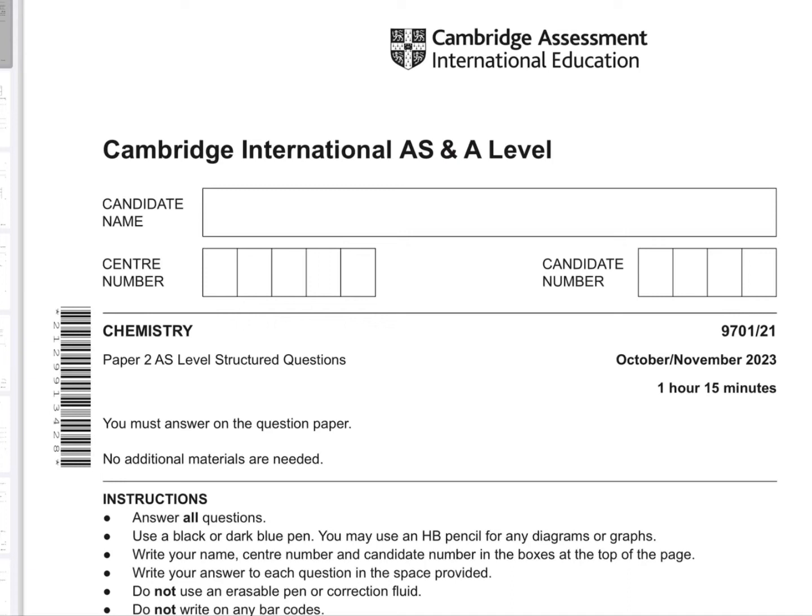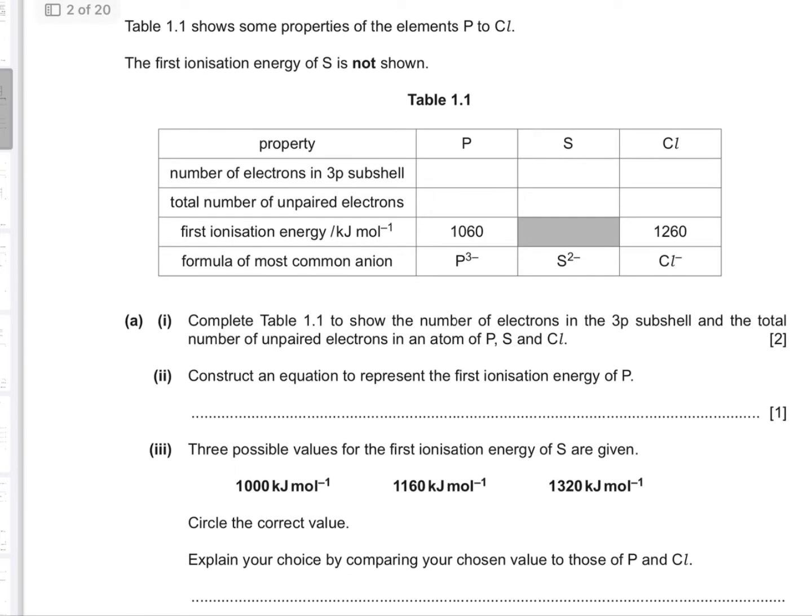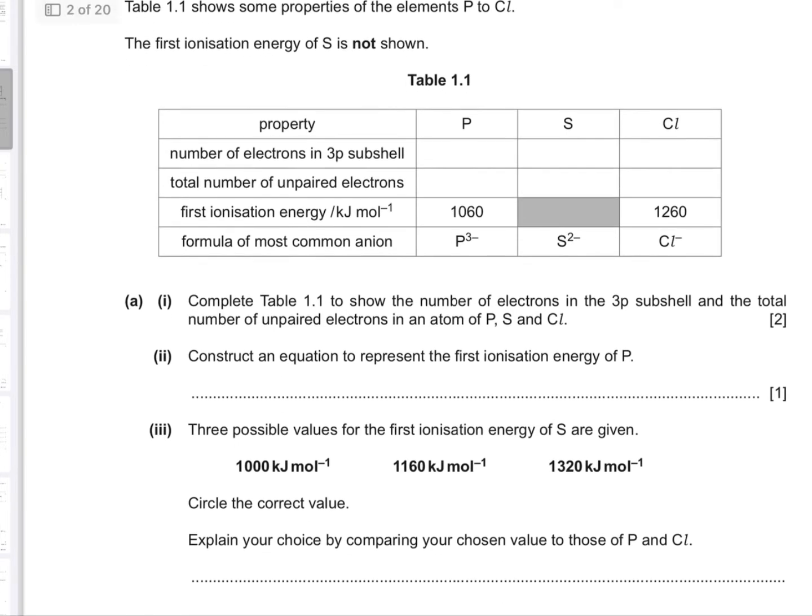Hello everyone, in this video we will be solving paper 2 variant 1 October-November 2023 AS level chemistry, starting with question number 1. The elements phosphorus, sulfur and chlorine are in period 3 of the periodic table. Table 1.1 shows some properties of the elements phosphorus to chlorine. The first ionization energy of sulfur is not shown.